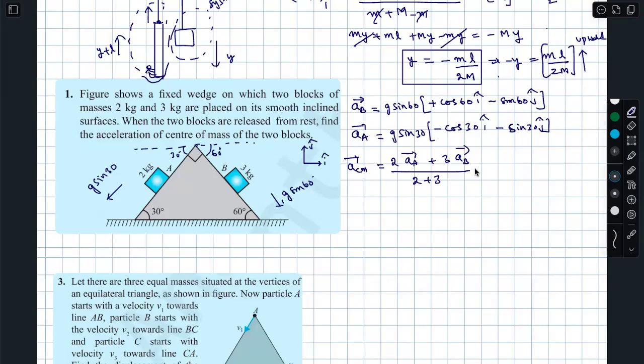Otherwise, you will have some total I component term, total J component term. Suppose you are writing this, finally you got this as some AX I cap plus AY J cap, somehow like this. So the answer for acceleration of center of mass is simply root of AX square plus AY square. That's all. Any doubts? By doing which, in this question, you will get root 31 by 10 g.